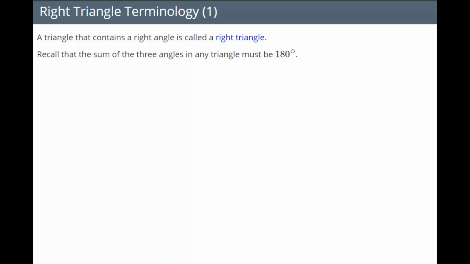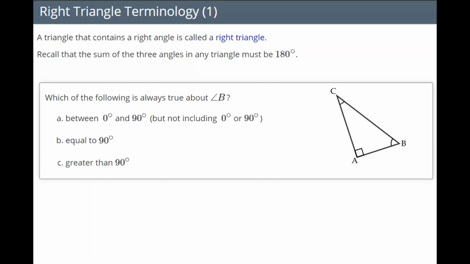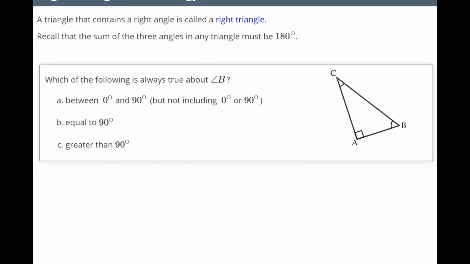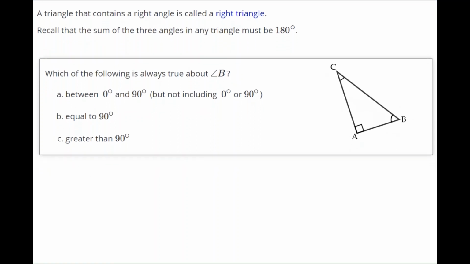You will recall that the sum of the 3 angles in any triangle must be 180 degrees. Now suppose we have a right triangle ABC with the right angle at A. Which of the following is always true about angle B? A: It's between 0 degrees and 90 degrees, but not including 0 degrees and 90 degrees. B: It's equal to 90 degrees. C: It's greater than 90 degrees.